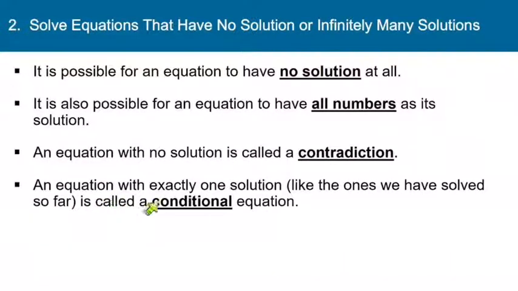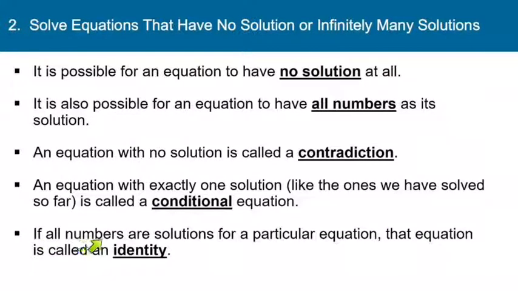An equation that has exactly one solution, like the ones we've been solving, is called a conditional equation because it's only true under the condition that your variable equals whatever your solution is. And if an equation has all numbers as its solution, that equation is called an identity, because no matter what you plug in for the variable, the left side and the right side will be identical.